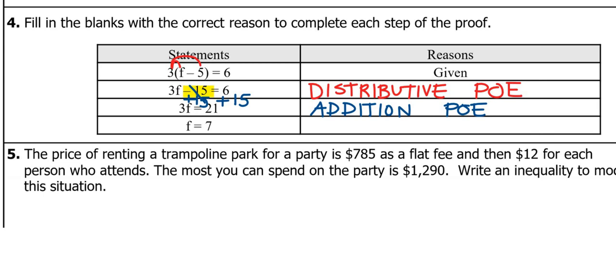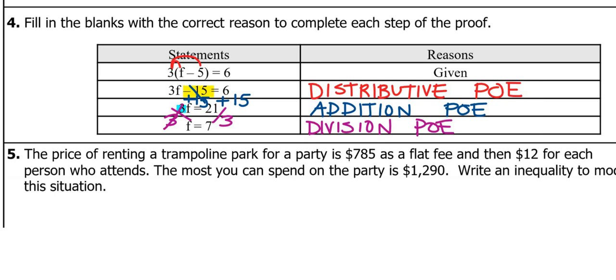And the last step now. 3f equals 21 turns into f equals 7. So what went away was the 3 in front of the f. How do we get rid of it? Well, we divide it out. So both sides had to be divided by 3. This way the 3's cancel. 21 divided by 3 is 7. So what happened here was the division property of equality. Division PO. Okay. And that finishes that. We went step by step and figured out what happened, and that was the name of our property.